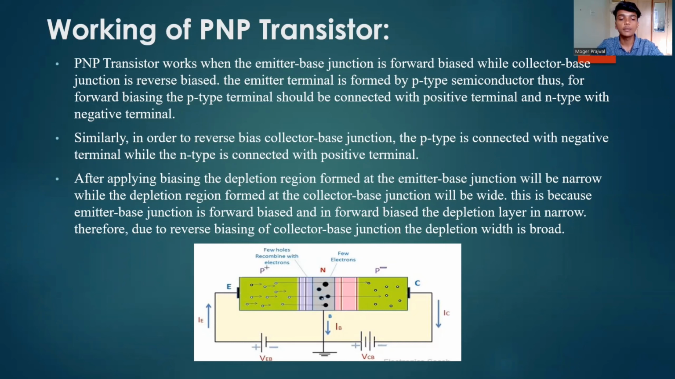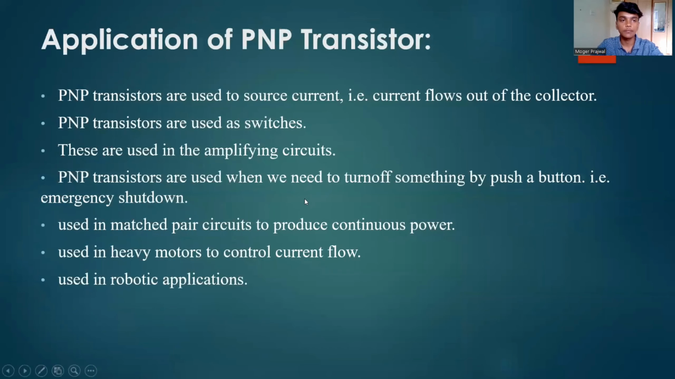This is because emitter base junction is forward biased and in forward bias, the depletion layer is narrow. Therefore, due to reverse biasing of collector base junction, the depletion width is increased. This is the working of PNP transistor.